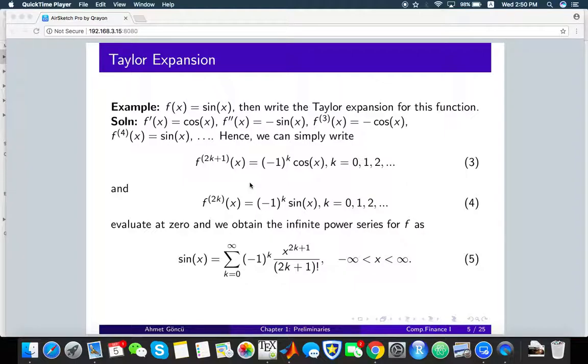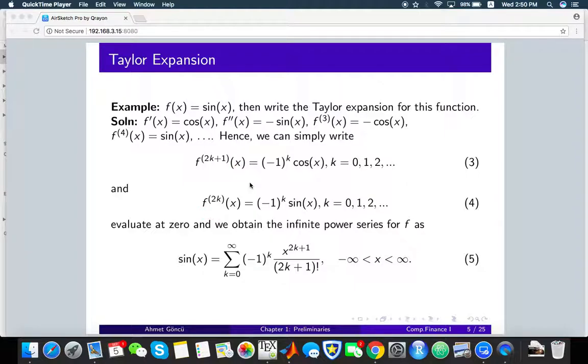Suppose k equals 0, this is the first derivative, so this is going to be 1 times cosine x. For k equals 1, what you get is the third derivative, so you can see it should be a minus 1, which matches with what we have written here. So you can also verify this similarly for the even orders of differentiation.